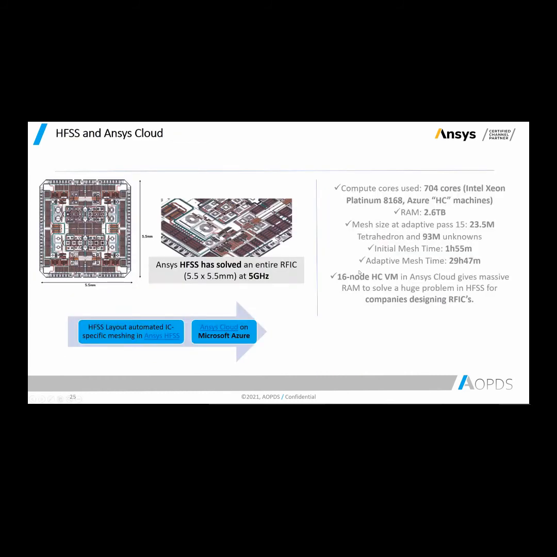Here is another example for HFSS, which is an RFICs board, and it is mainly used for meshing. It generated about 100 million mesh elements in about 2 hours, which is a huge number of elements.